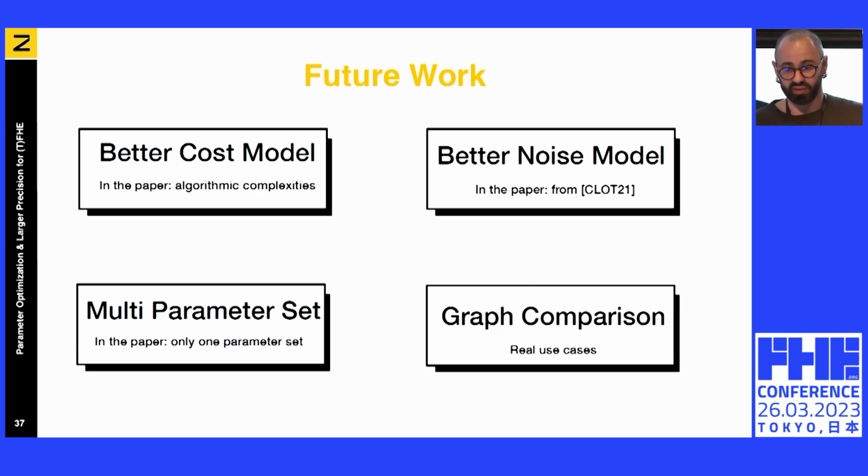As Sam mentioned, we started to work on having multiple key switching keys and bootstrapping keys in the same optimization, but it's something that is really non-trivial, so we would like to do better stuff on that. And finally, make more real-life comparison with graphs that are implementing some real-life use cases.